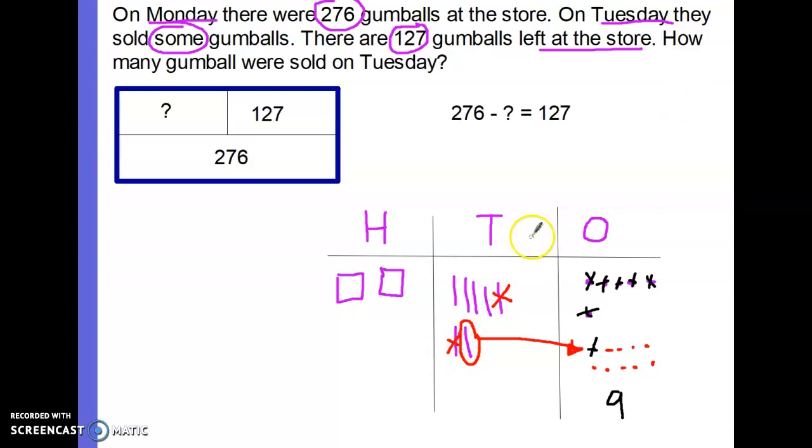So how many tens do we have left? 10, 20, 30, 40. So 4 tens. Now I need to go to my hundreds place and I need to subtract 100. And I'm left with 100. So the store sold 149 gumballs on Tuesday. Thanks, guys. Have fun solving some problems.